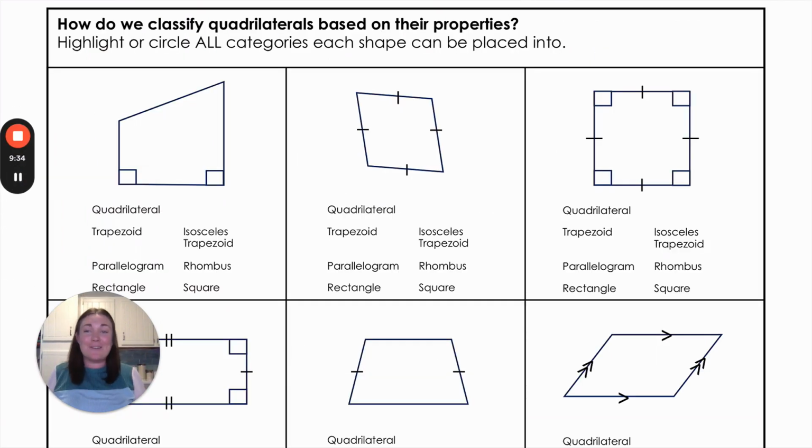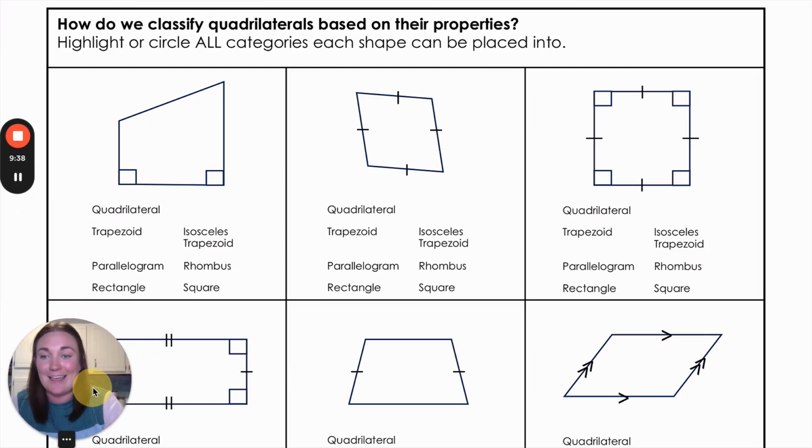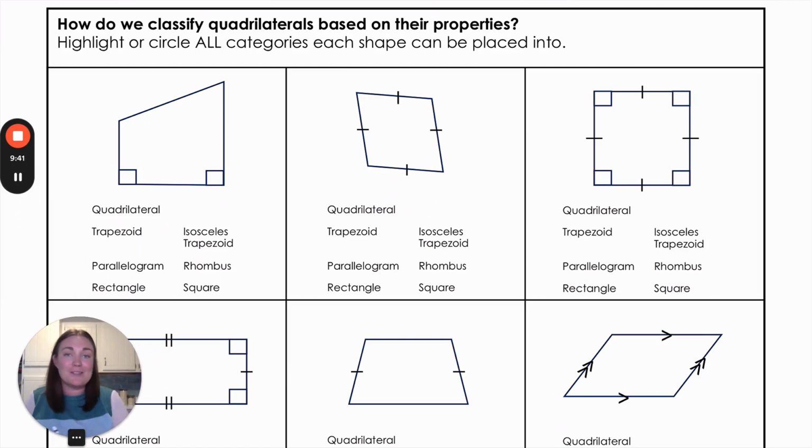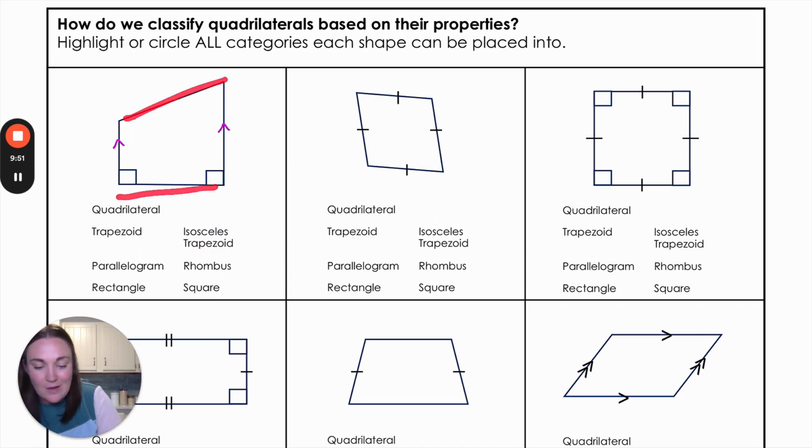Okay, so now that we know a little bit more about all these different types of quadrilaterals, let's go ahead and classify them. So we're going to look at what properties we recognize, and we're going to talk about how we know what is what. So looking at this first shape, I can see that we've got one set of parallel sides but the other side is not parallel. So I know that this is going to be a trapezoid.